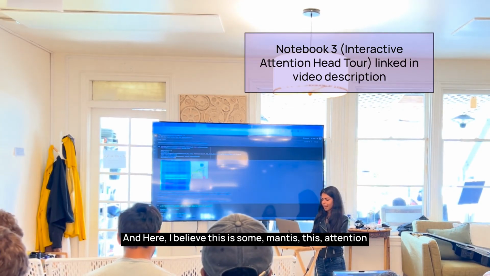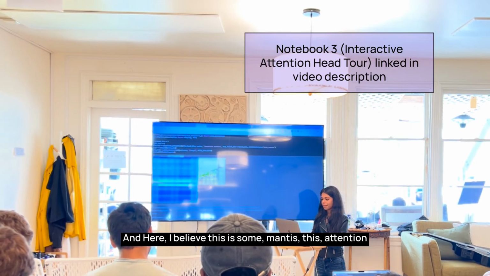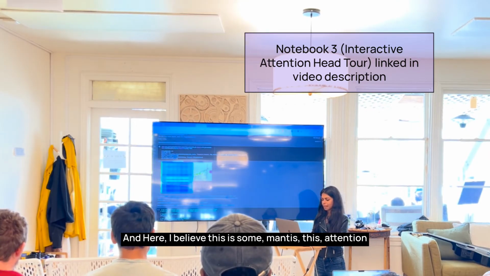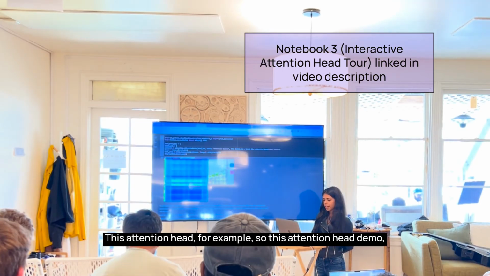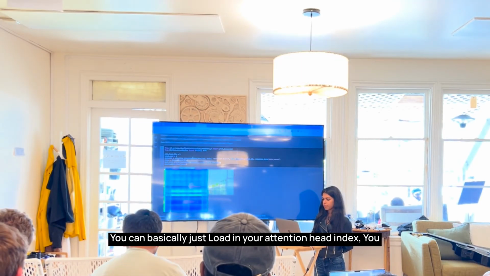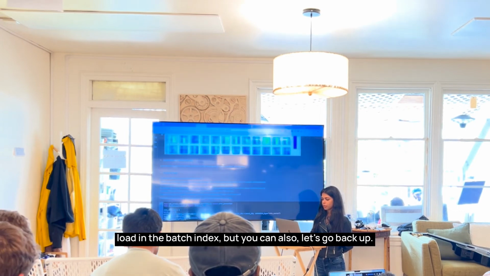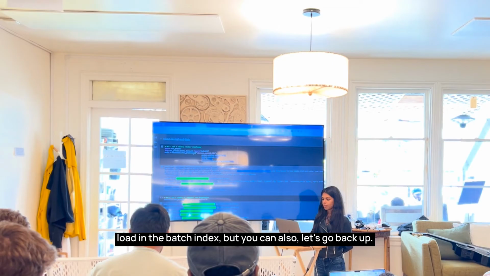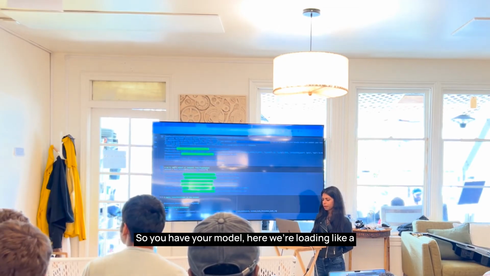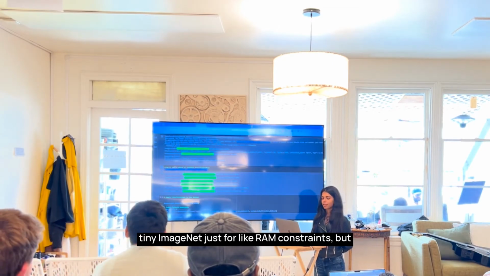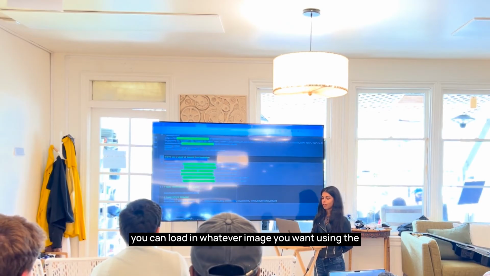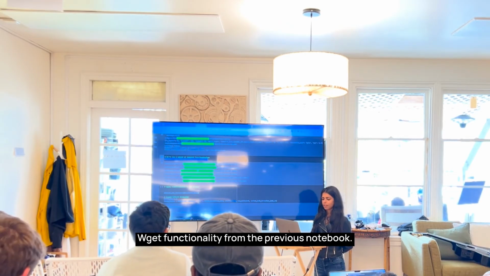And here, I believe this is some mantis. This attention head is one that gets the midpoints of the image. With this attention head demo, you can basically just load in your attention head index. You load in the batch index, but you can also, let's go back up. So you have your model. Here we're loading a tiny ImageNet just for RAM constraints, but you can load in whatever image you want using the wget functionality from the previous notebook.